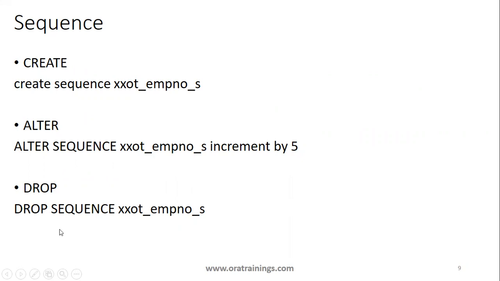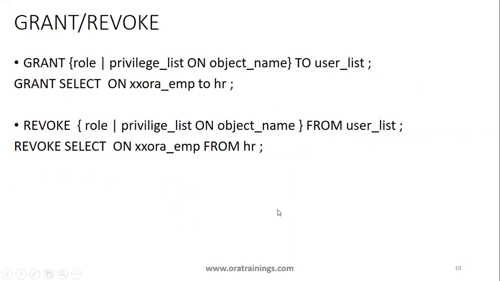And similarly drop. So what is the purpose of a drop? To remove the object from your database. Now coming to the final one, grant or revoke. For whatever object types we have been discussing so far, you need to have appropriate privileges so that you can perform any of the actions. Let us say a user got created. When a user gets created, it doesn't mean that he can do anything he wants. You need to have appropriate privileges to access any of the database objects.